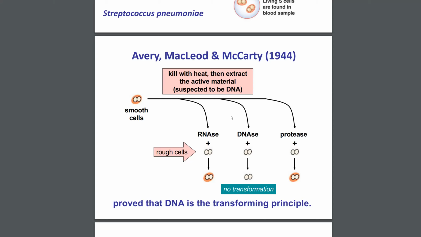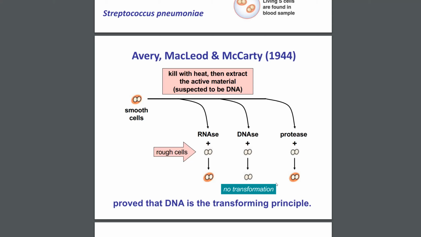Same thing with DNase for DNA, protease for protein, right? So essentially these were the three biggest guesses as to what the active material could have been: RNA, DNA, or protein. And what they saw was the cells treated with RNase, nothing happened. They were still the same, right? The treated cells with RNase, when rough cells were added, had transformation. The treated cells with DNase, when rough cells were added, had no transformation. And the protease, when treated with the rough cells, had a transformation.